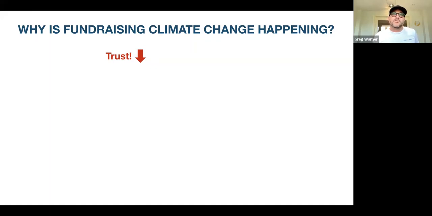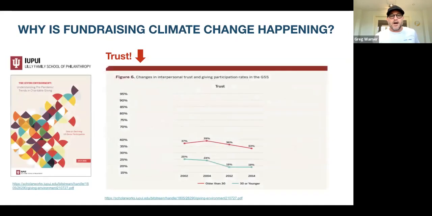But what I'm trying to tell you is that this acquisition hamster wheel that begins relationships by asking for money may have been good for two or three generations ago, but it's not really good for society right now. It just doesn't work. So when you're looking at that same report from the Lilly School, it found that trust among people older than 30 is going down year to year.